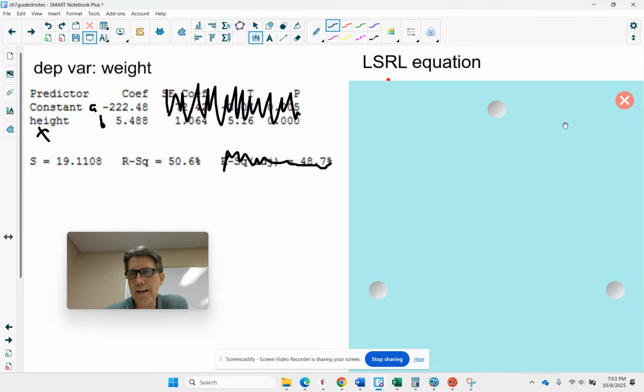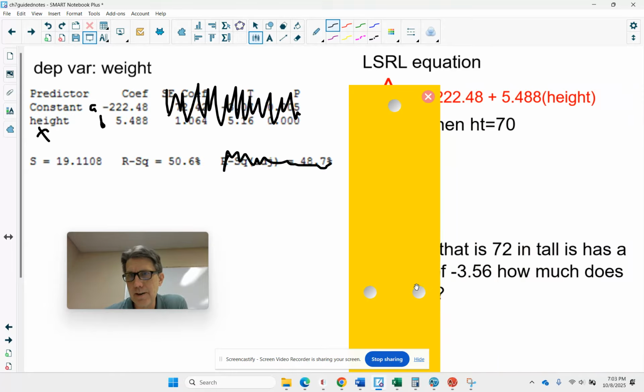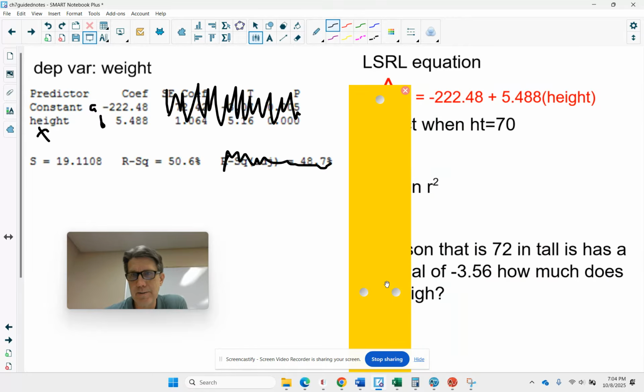So if I were writing it, let me manipulate this so I get the right side of the equation. There's the right side of the equation. Negative 222, that's A, plus B times X. I didn't put in X, I put in the height. Let's write things in context. Well, where do I get the Y variable? Right here, it says the dependent variable is weight.